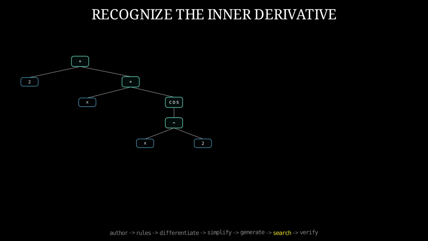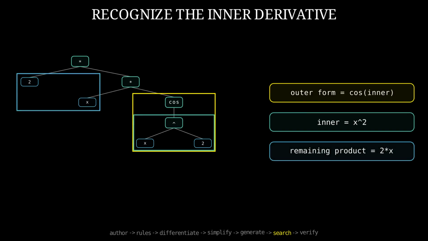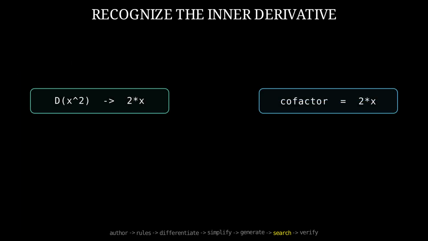Flatten the product into 3 factors, 2x and cosine of x squared. The cosine rule suggests an inner expression, x squared. Everything outside that cosine becomes the proposed differential factor, 2x. Now call the forward differentiator on the inner expression. It returns exactly 2x. The structural match succeeds.